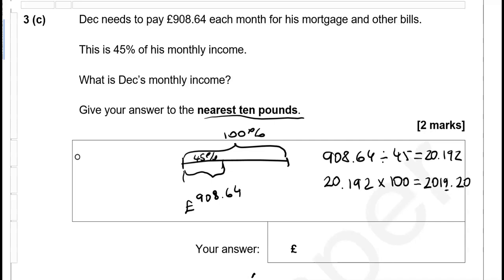Here are the units, here are the tens. So we're going to decide whether we go for 2010 or 2020. And the 9 here tells us that we need to round up. So we're going to go to 2020. And that's the final answer.